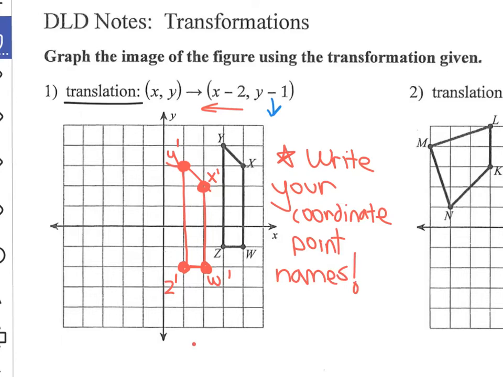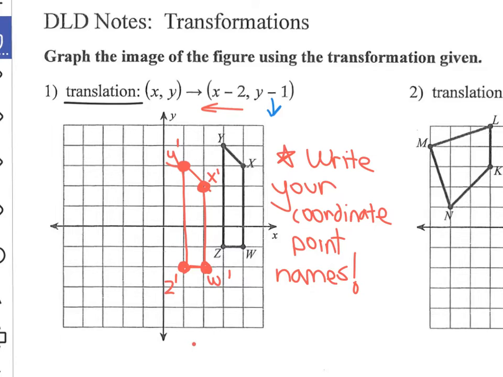Okay, so make sure that you keep your x as x prime, your y as y prime, w as w prime, and z as z prime. That way you know which is your original, what is your pre-image, and what is your new shape, what is your image, where has that original shape been moved to.